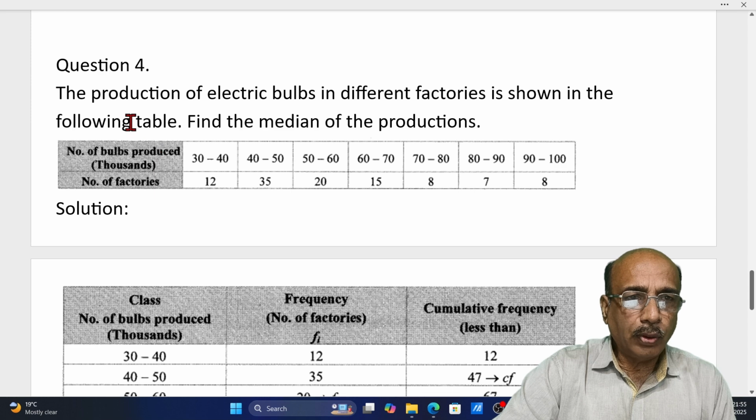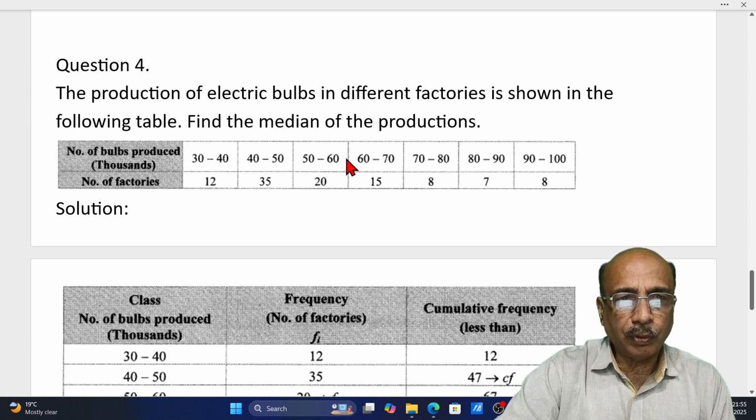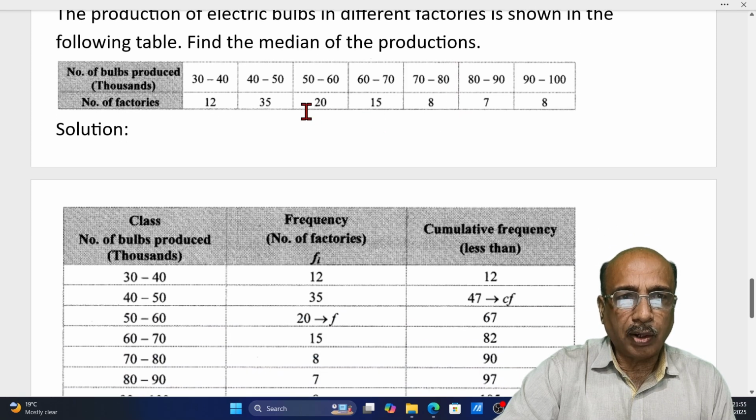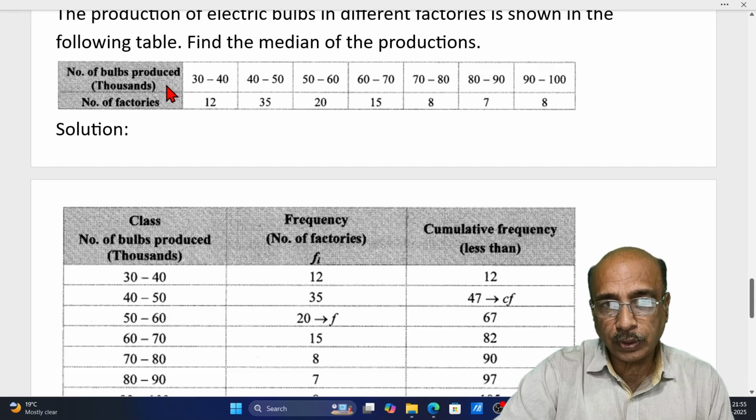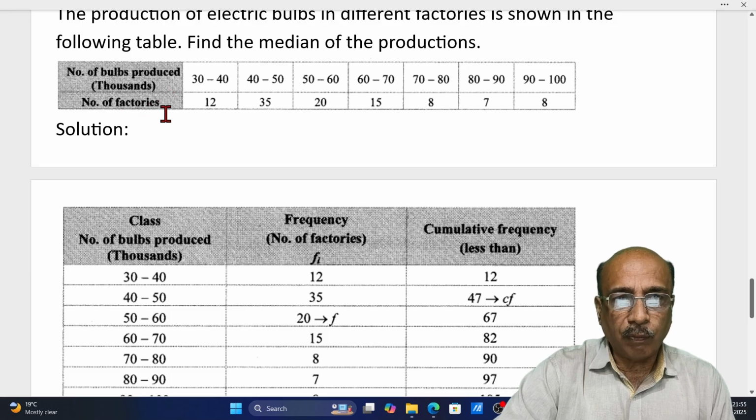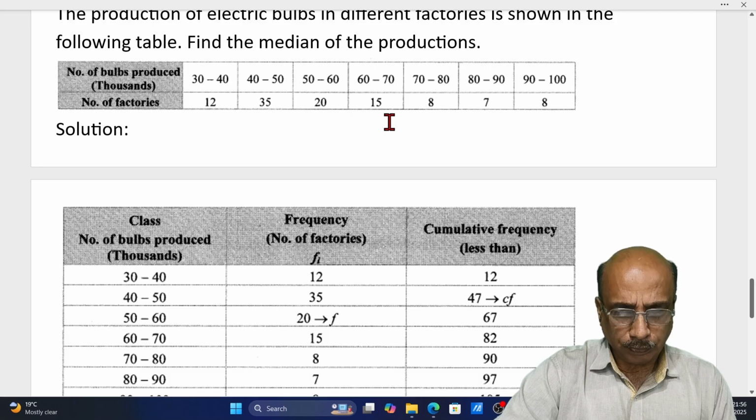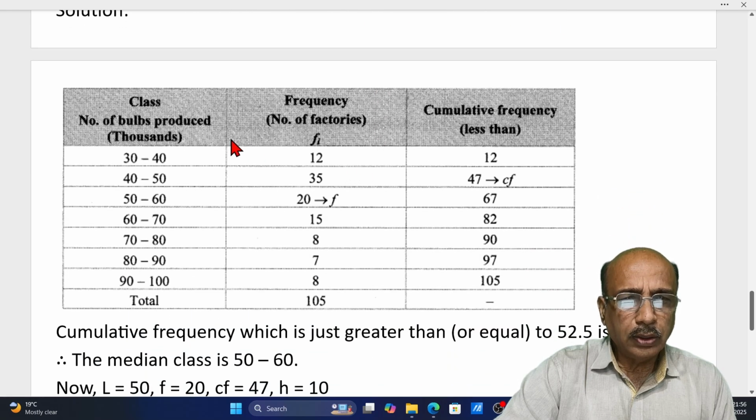Question number 4. The production of electric bulbs in different factories is shown in the following table. Find the median of the productions. Number of bulbs produced is given in thousands. Please take note, students, here it is given in thousands. So the number of factories is given as frequency here.